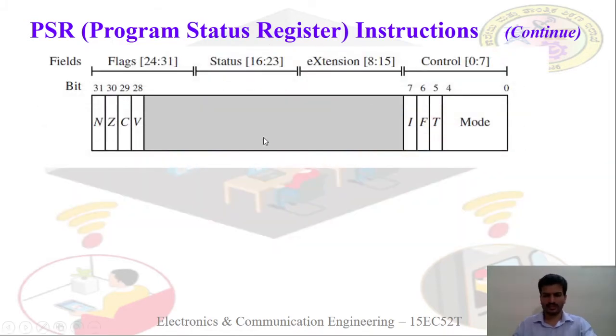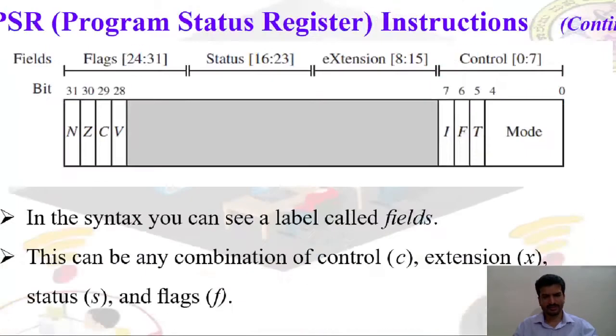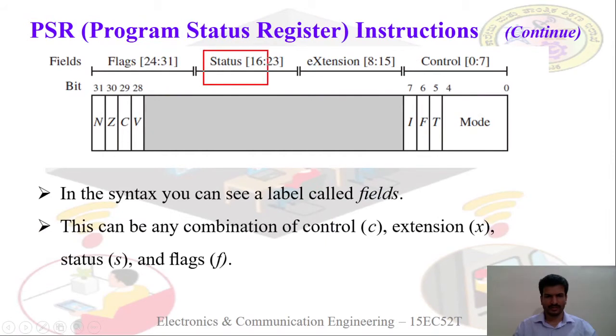So this is the structure of the CPSR register. CPSR is a 32-bit register. Here we have 4 fields: from 0 to 7 the control field, 8 to 15 the extension field, 16 to 23 the status field, and from 24 to 31 the flag field. In this we are using the control and flag fields.